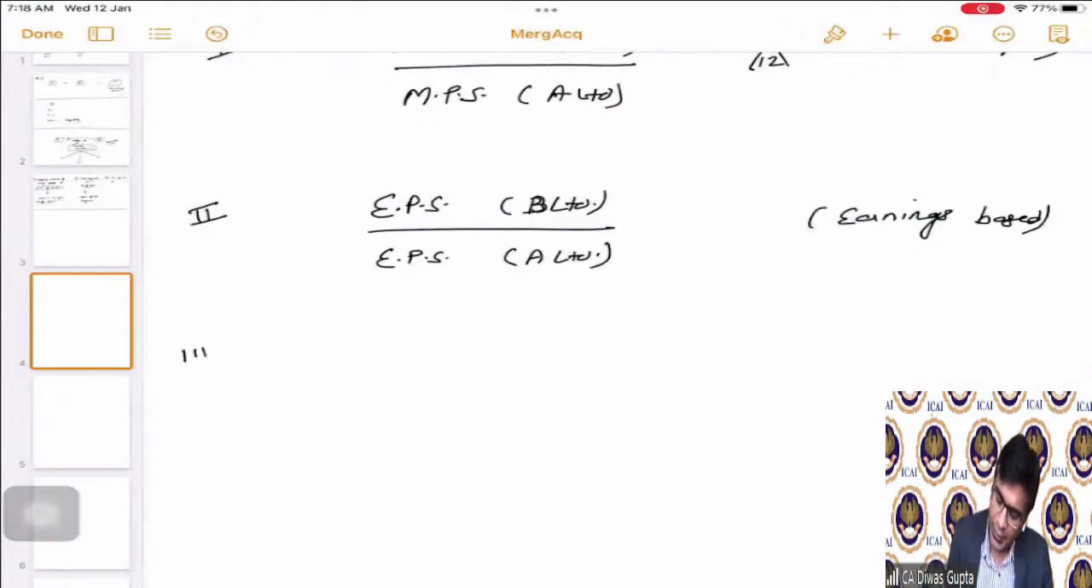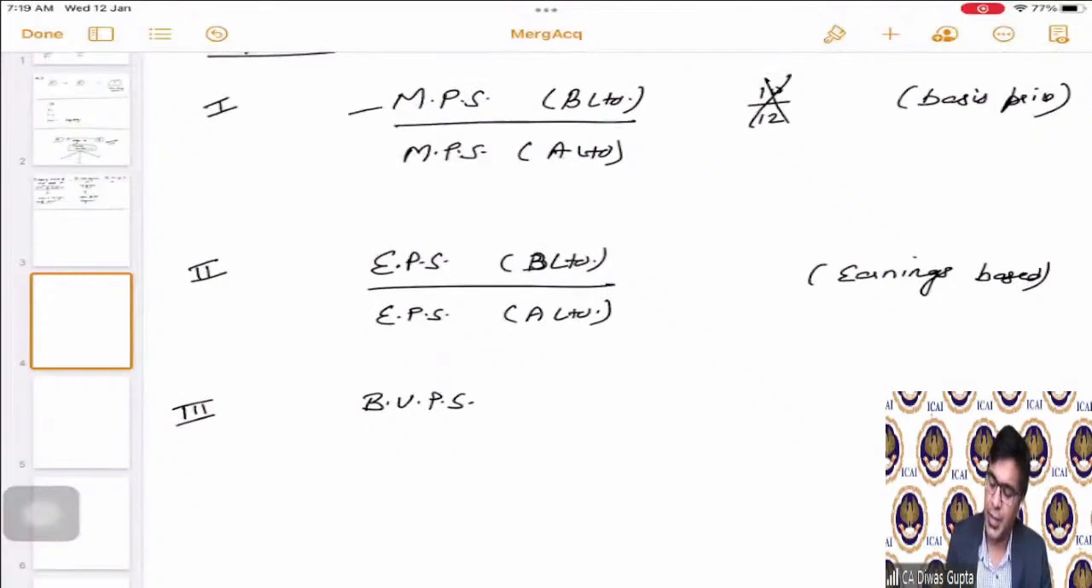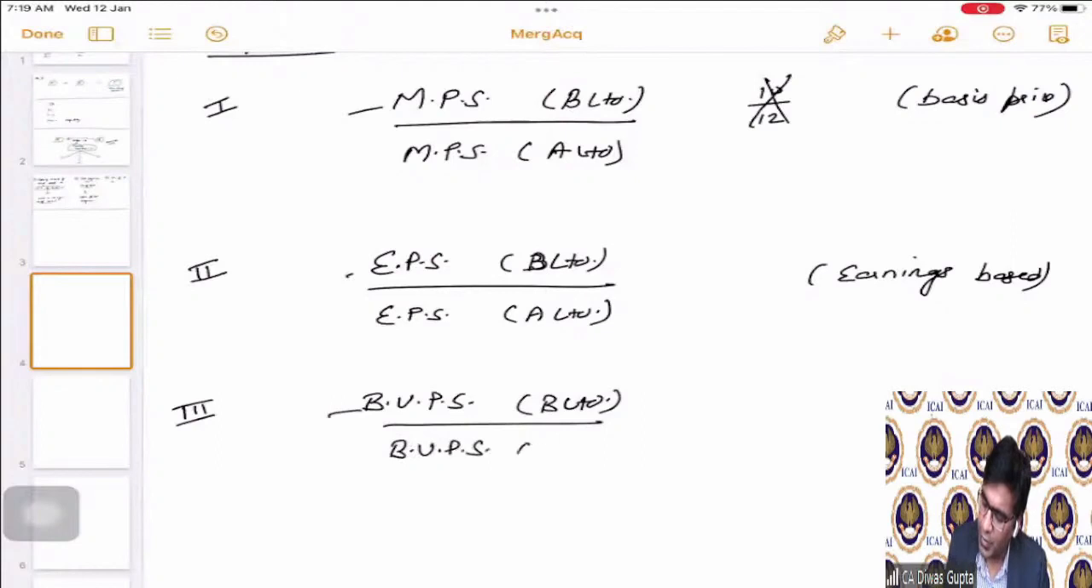Then the third one will be book value per share. See, this is the market price per share. This is the earnings per share. And there is a term called book value per share. Book value means whatever is as per the books, the value that comes out per share. That is called the book value per share of B Limited divided by the book value per share of A Limited. This is basis the book value.